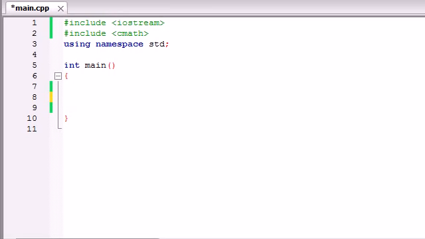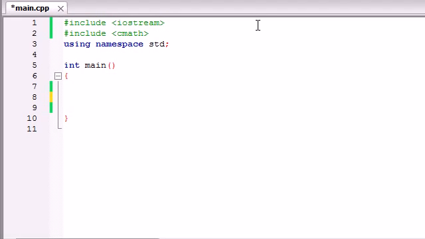So, before I get started, I want to mention this. In our formula for calculating interest rate, we need to use a function called power, and that's included in the CMath library. So make sure you include this before you get started in this tutorial. So let's go ahead and get down to it.